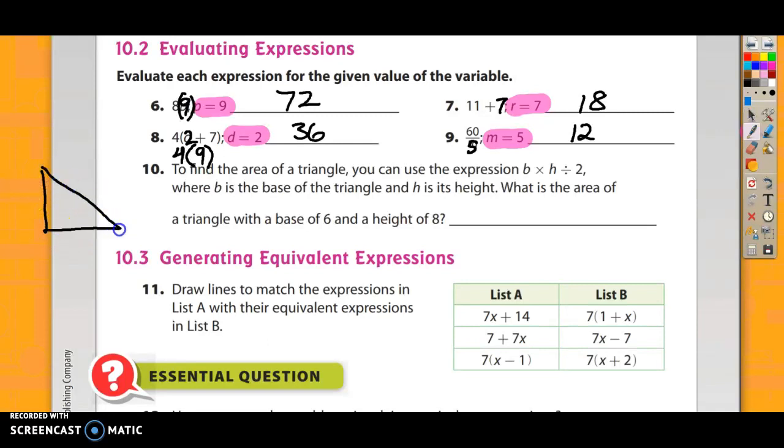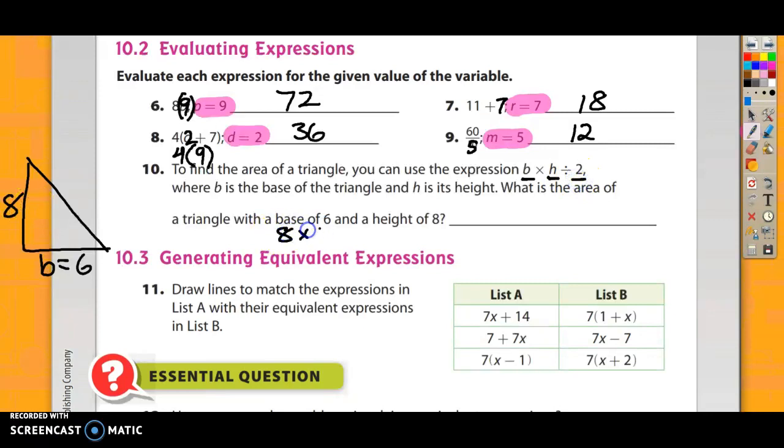A base of 6 and a height of 8, and I'm going to draw that a little bit better. Base is 6, height is 8. Do you remember how to find the area of a triangle? You do base times height, and then you divide the whole thing by 2. So it would be 8 times 6 divided by 2.